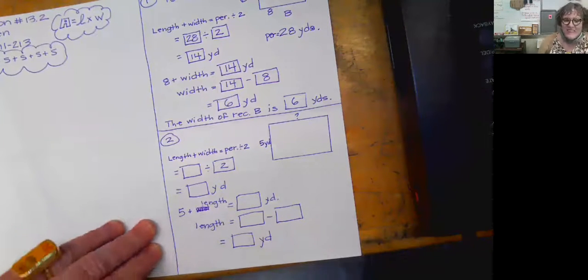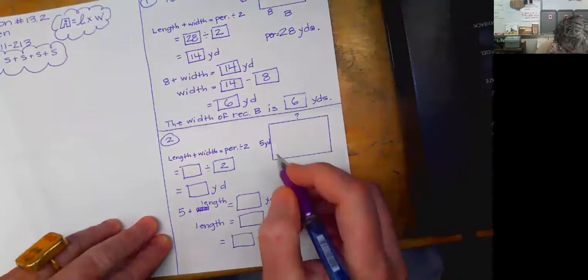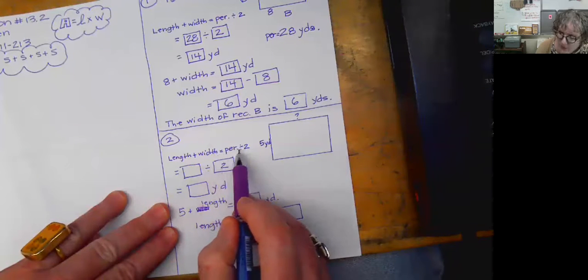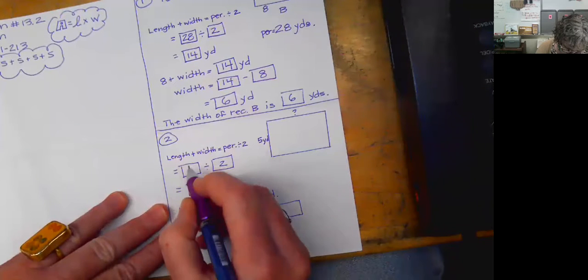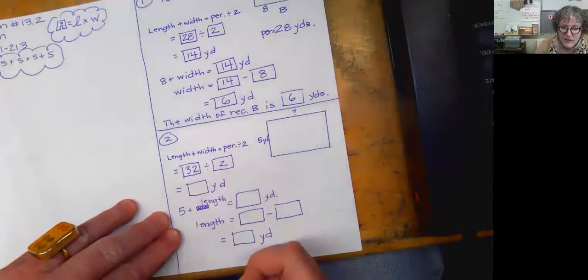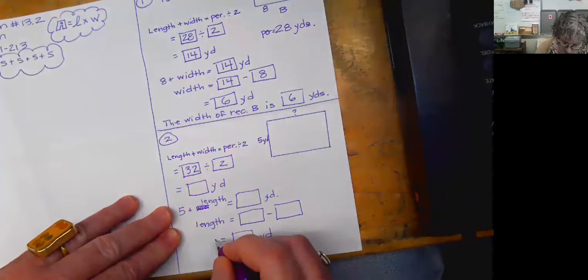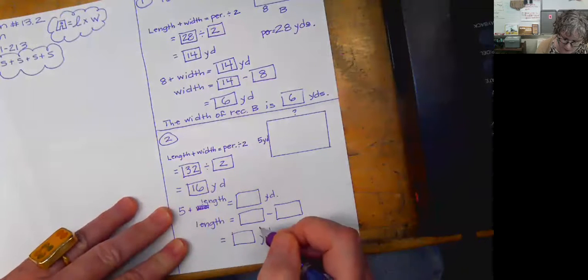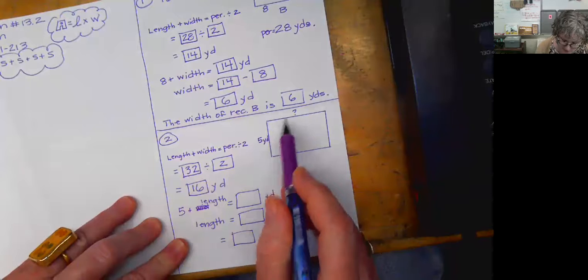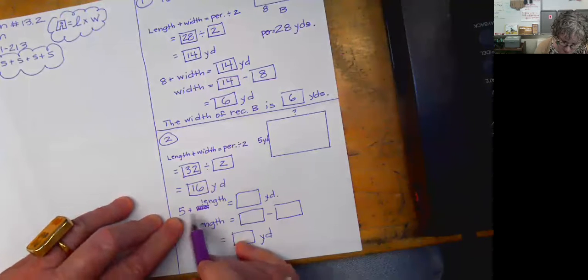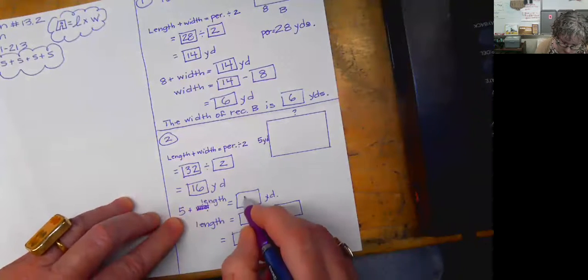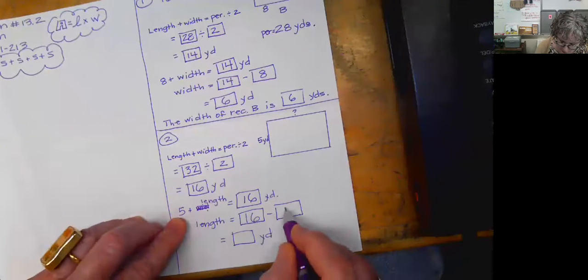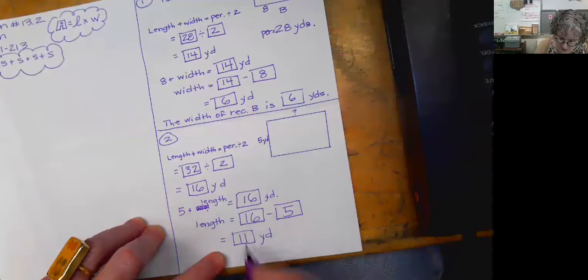All right, so the perimeter they told us was 32 yards. So we know that length plus width equals the perimeter divided by 2. So if we know that the perimeter is 32 yards and we divide that by 2, that's going to give us 16. So we know that length plus width is 16. So 5 plus the length equals 16. And that means that the length equals 16 minus what we know, which is 5. And that's going to give us 11 yards.